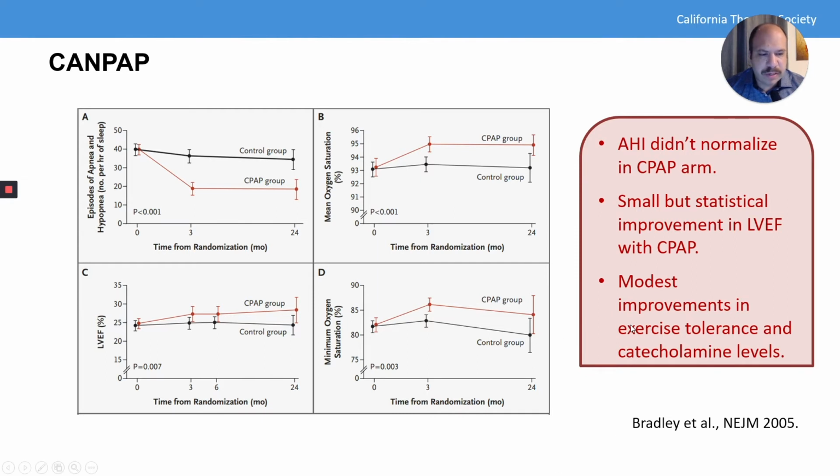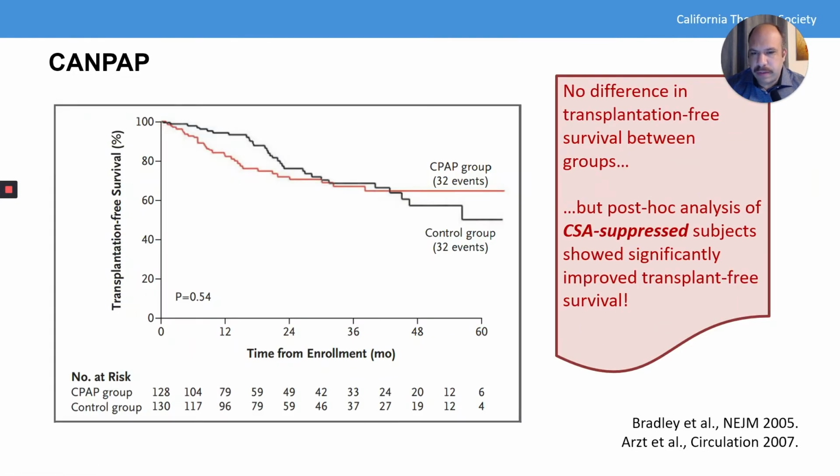There were also modest improvements in exercise tolerance and catecholamine levels. This is the primary outcome of the study though: there was no improvement in transplant-free survival. But a subsequent analysis that looked at those patients specifically who had their central sleep apnea appropriately suppressed by CPAP showed that they did have a significant improvement in their transplant-free survival. So I think the take-home from this is that if you use CPAP and it's successful in improving the CSA severity, that strongly argues in favor of the use of CPAP in this patient population.